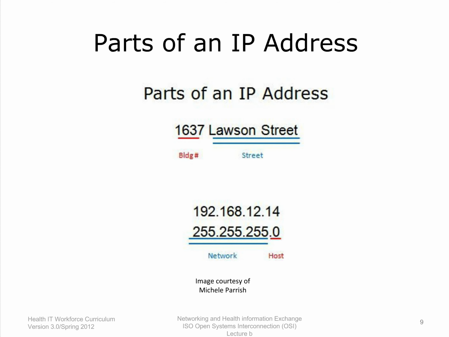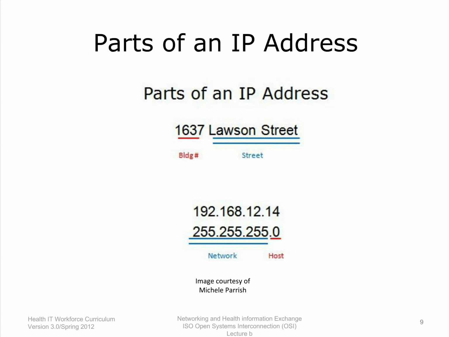Slide 9. An IP address has two parts. The first part identifies the network that the host with that IP address belongs to, and the second part uniquely identifies that device on that network. For example, if you were driving to 1637 Lawson Street, you would know that the street is named Lawson, and once you got to that street, you would need to look for Building 1637. We know the scheme for addresses because we have learned it.